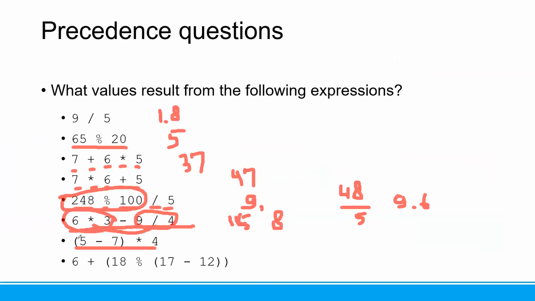This one. We will do the parenthesis first. 5 minus 7 means minus 2. Multiply by 4, then it will be minus 8. What about this? We will give priority to the parenthesis. 17 minus 12 will be 5. And then here we will check the parenthesis again. 18 modulus 5 will be 3. Then 6 plus 3 will be 9.